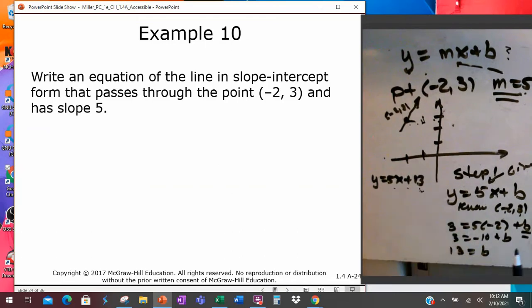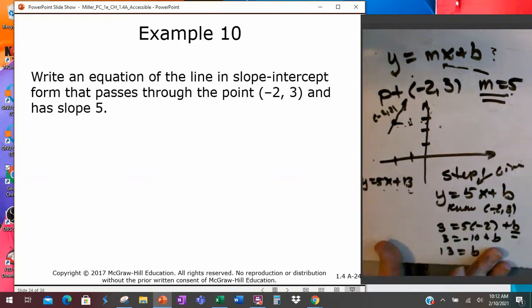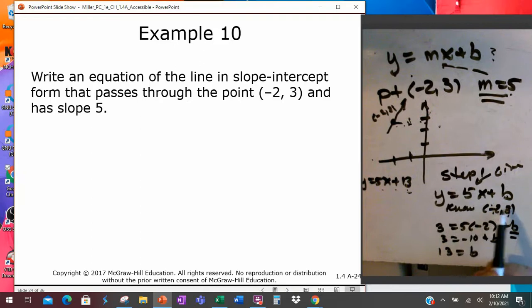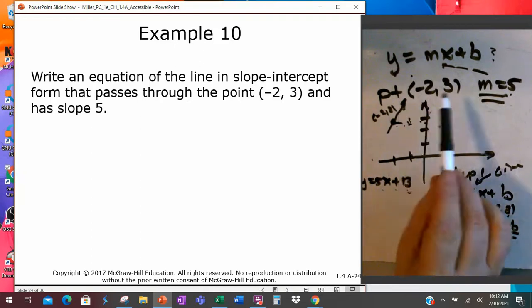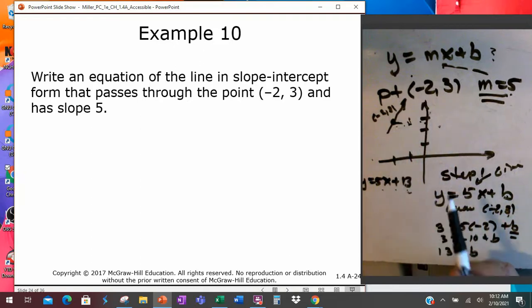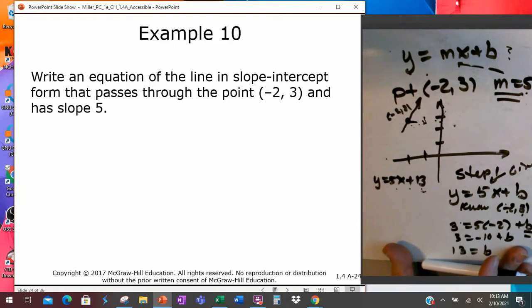So again, let me go over this to get the b. I use this point, negative 2, 3. I know it goes through it, it's given that it had to go through negative 2, 3. So my y value is 3. My x value is negative 2. So there's my negative 10. And I'm solving for b. So I'm adding 10 to both sides. That lets me know that the b is 13.